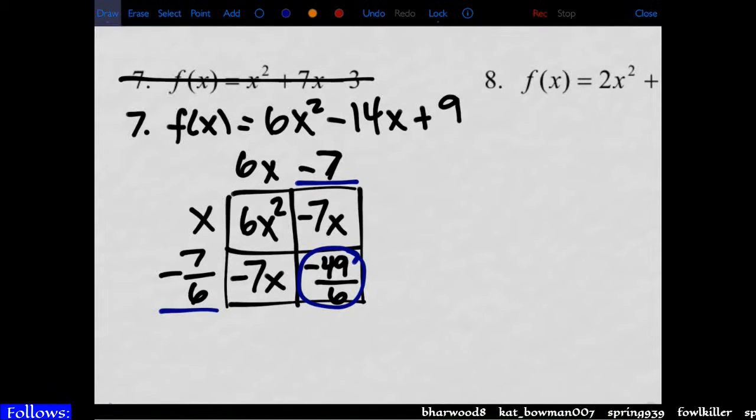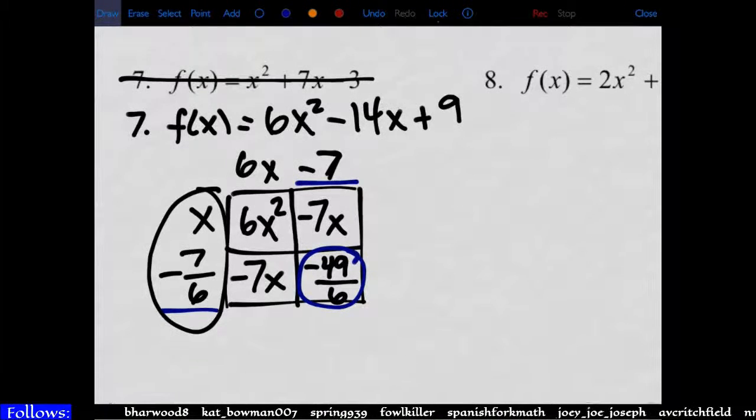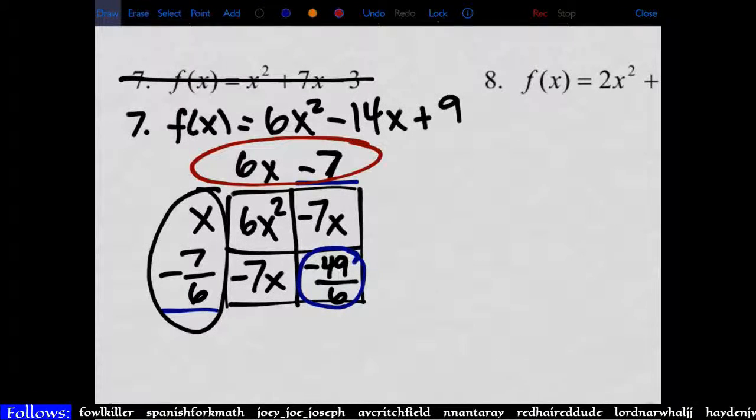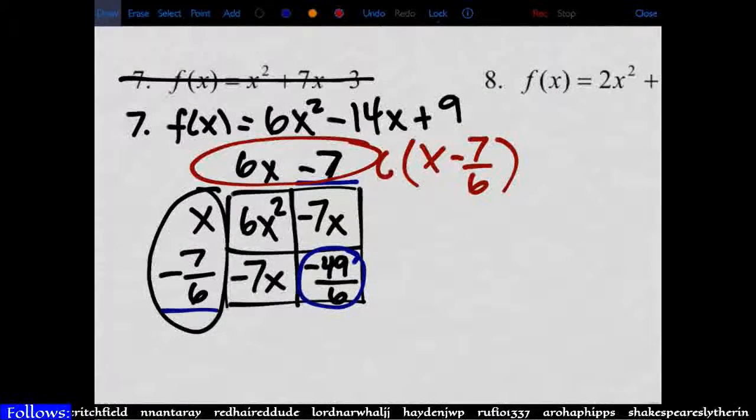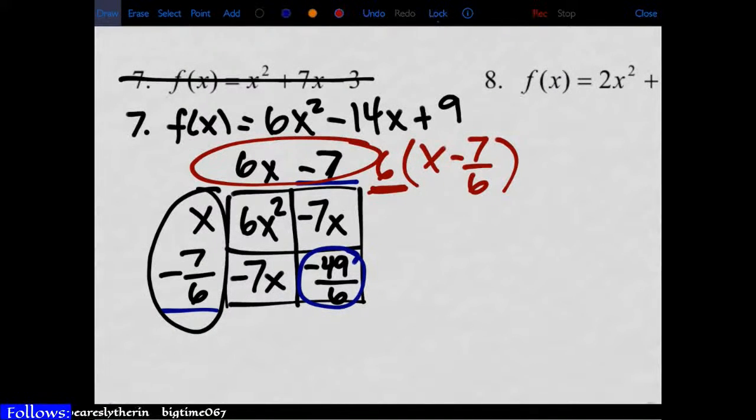All right. Now, our square is this guy right here. It's an x minus 7/6 squared because this top one is x minus 7/6 times 6. So what we really have is 6 times x minus 7/6 squared. 7/6 is annoying, I know, but it's okay, it's going to work out.